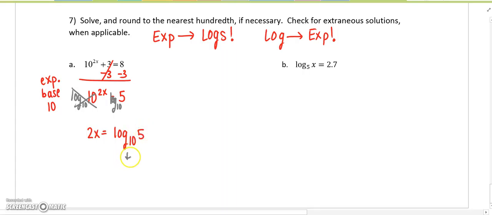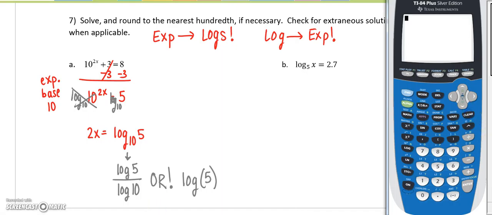Now to type this part in, I went over it in the last video, but in case you didn't see that, this is how we do change of base to type it in. Or, remember, a base 10 is actually a common log. So just log of 5, it's implied that there's a base 10 there. Alright, I'll show you both so you can see they're the same thing. Okay, log of 5, close, divided by log of 10. Okay, there's my answer. And then log, just log of 5. Because again, that is a common log that has a base 10. So you see, same answer.